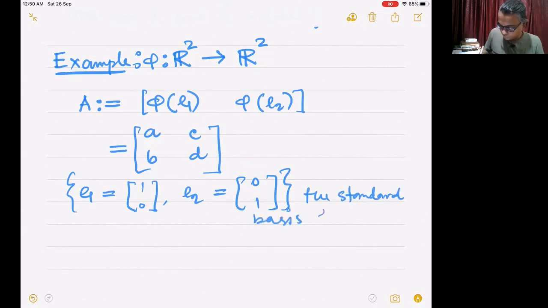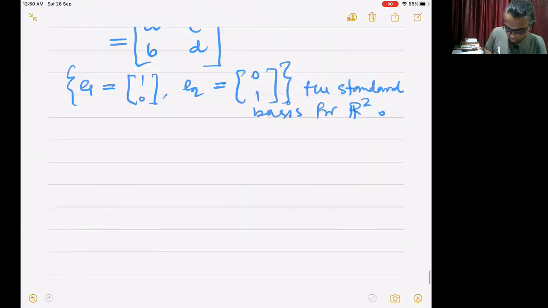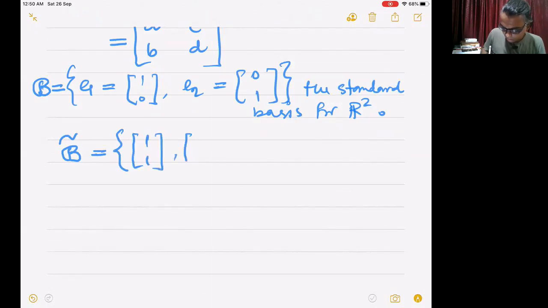for R2. Now, suppose for the same R2, I choose this basis. So this is my B. Now, suppose I choose a B tilde, which is these two vectors. Notice carefully, (1, 1) and (1, -1). This is also a basis, right?